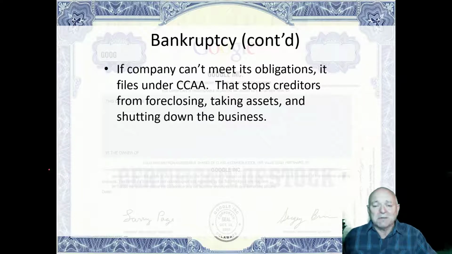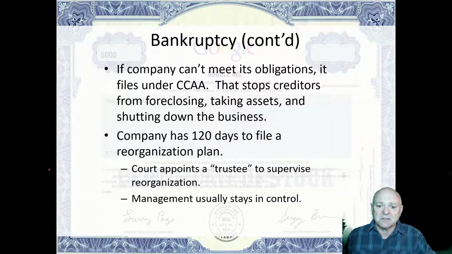Essentially, when a company can't meet its obligations, when it can't pay its bills, its creditors can petition the company into liquidation. Management then approaches a trustee. The trustee files for protection under CCAA, and that stops the creditors from essentially harassing the business, trying to foreclose, trying to recover any of the assets, and shutting down the business.